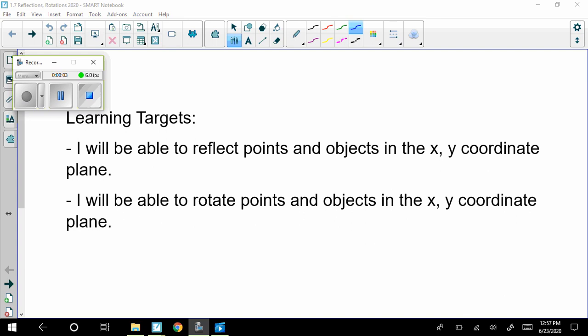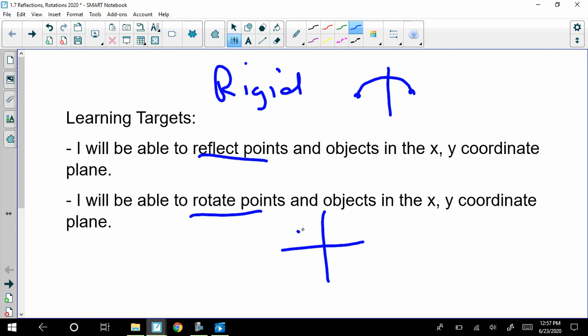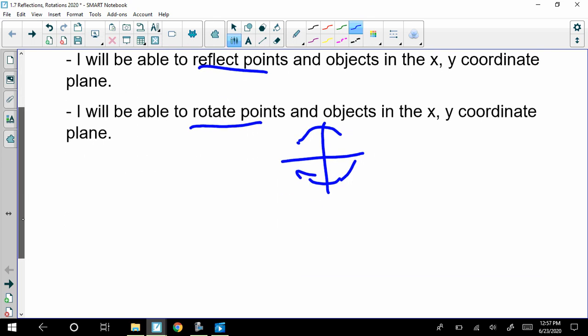Today we're going to talk about reflections and rotations. These are both rigid transformations, right? A reflection is a flip. We're going to take a point and flip it over a line. A rotation is where we take a point and rotate it around another point. Those are the two things we're going to be working with today.